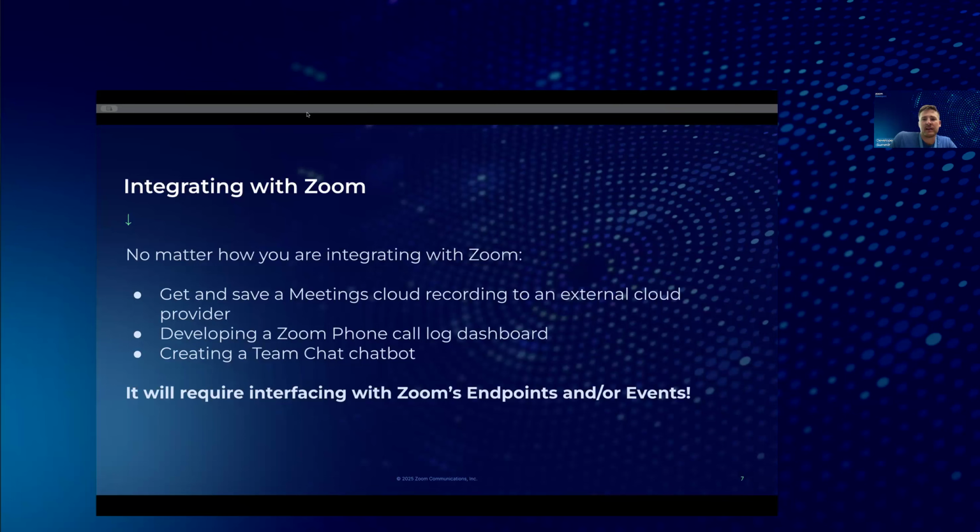Before we jump into what Zoom Rivet is and how it can be leveraged to fast track your development on Zoom's platform, we must take a look at what it's like to build integrations with Zoom the old-fashioned way without any specialized tools. Whether you're programmatically saving meeting recordings to an external storage provider, building a phone dashboard, or maybe even creating a Zoom Team Chat chatbot, you will quickly run into the same pattern. You need to interface directly with Zoom's APIs and events. That means digging through documentation, handling OAuth flows, parsing webhook payloads, and building out a lot of boilerplate just to get the basics working. It's doable, but it's repetitive, error-prone, and often a huge time sink, especially when you're trying to move fast.